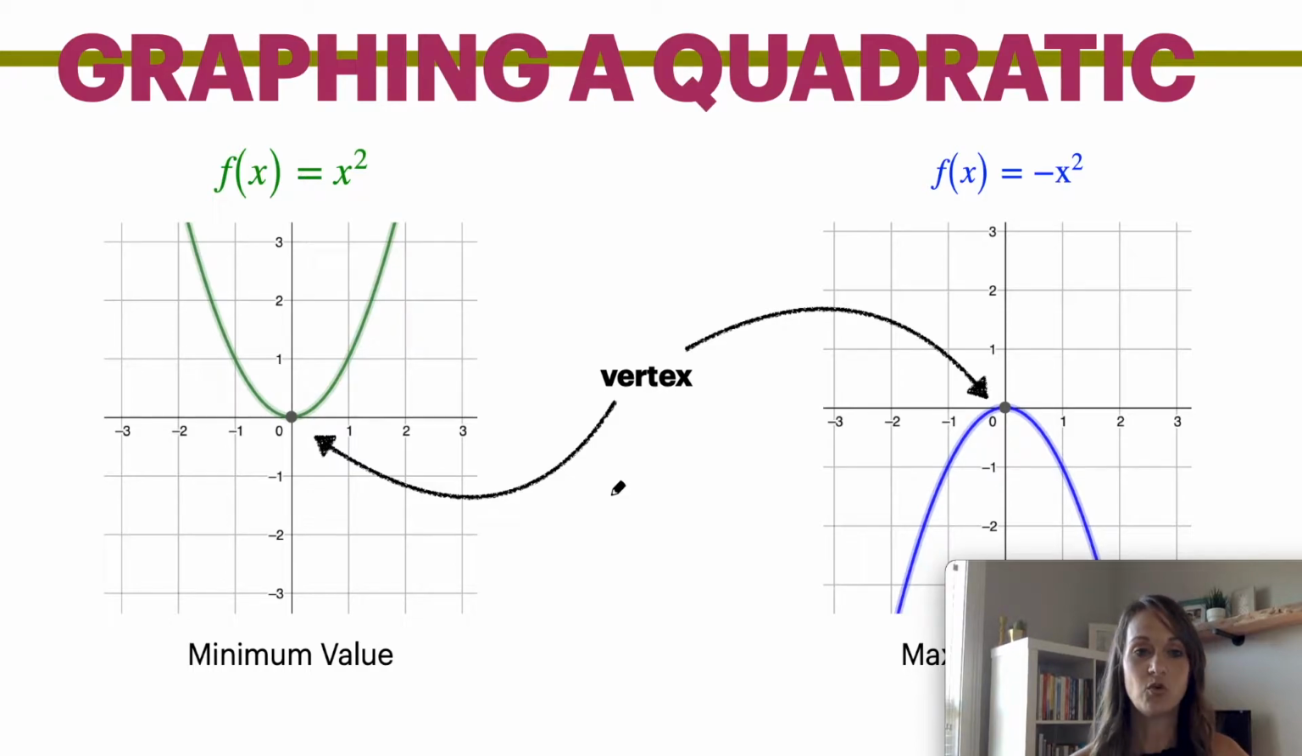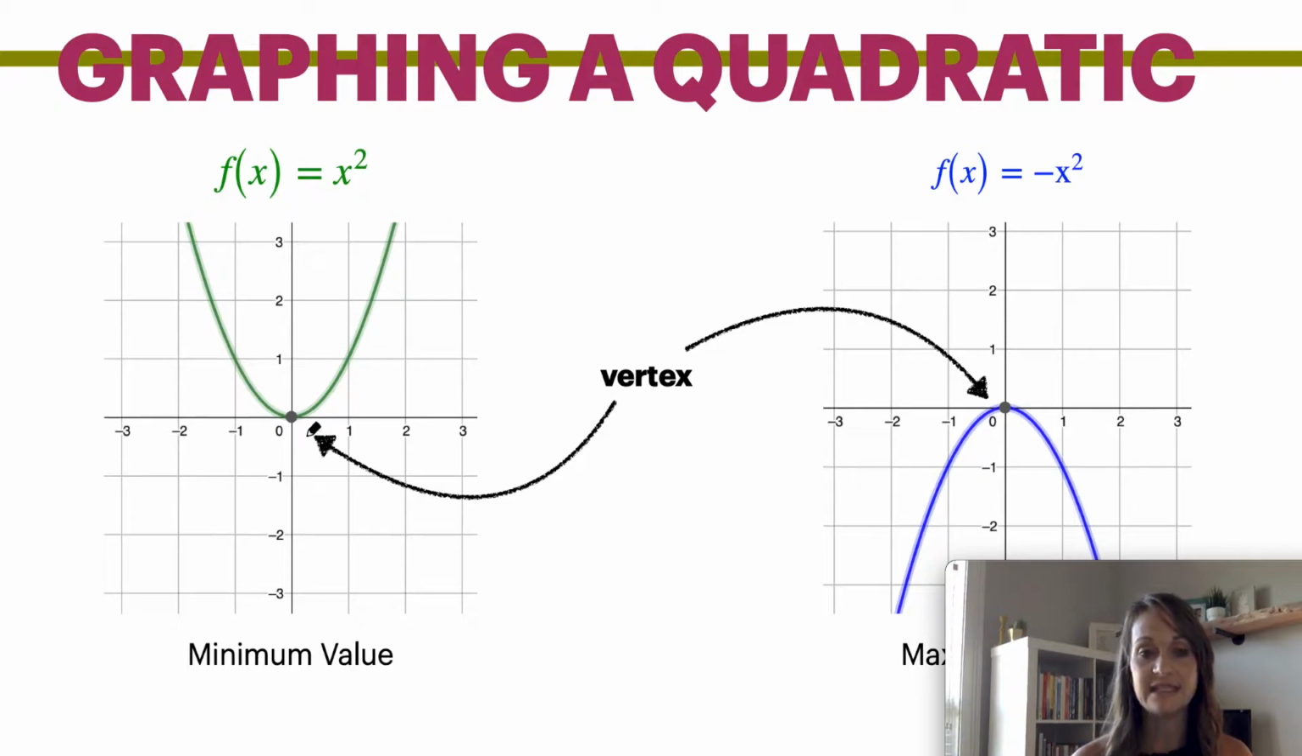To graph these quadratics, it is always going to begin with x squared as your parent function. It begins at 0, 0, and it is a parabola. If there is a negative in front of the x squared, then the parabola is going to be facing down. If it is a positive, then the parabola will be going up from there.